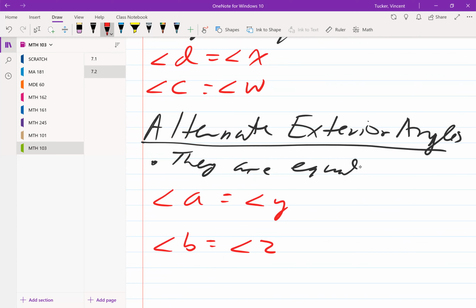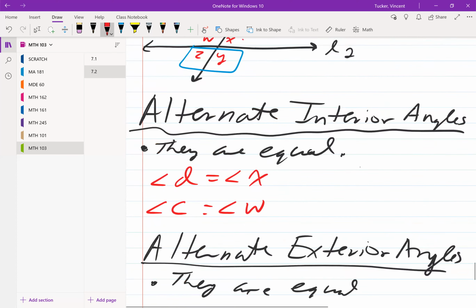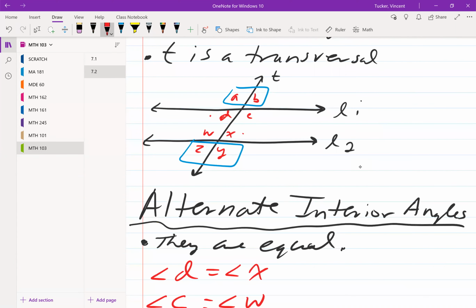Are alternate exterior angles. So once again, exterior means the outside angles that are created. So A and B, Z and Y, and then alternate sides of your transversal. So A and Y, B and Z are equal.